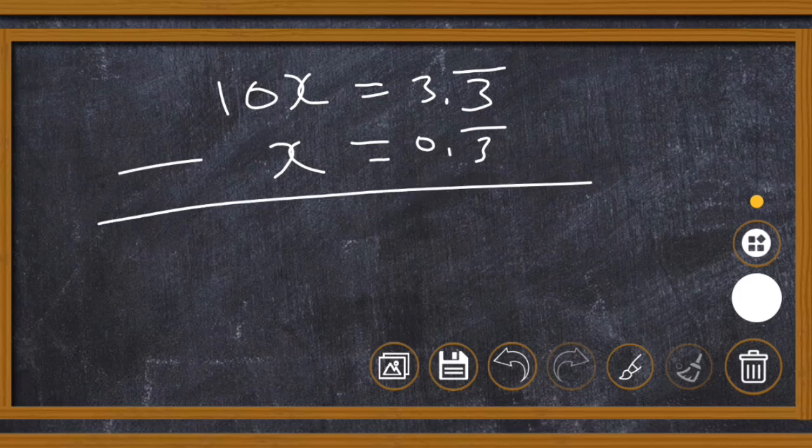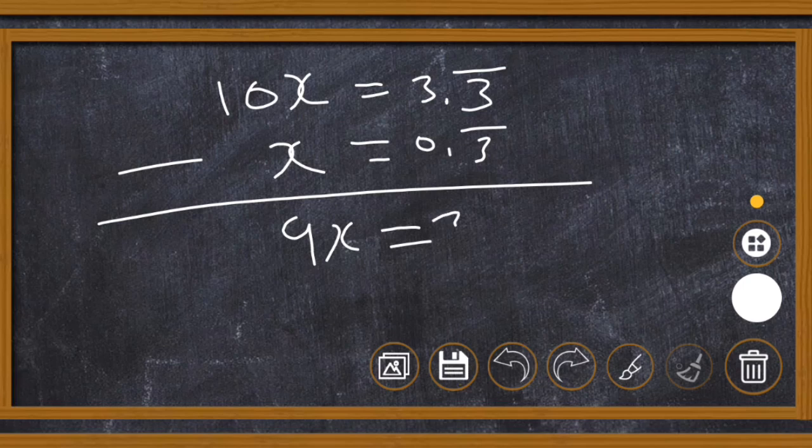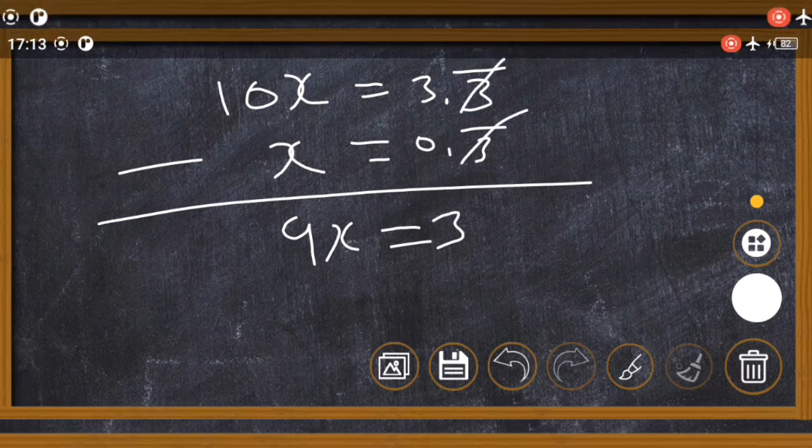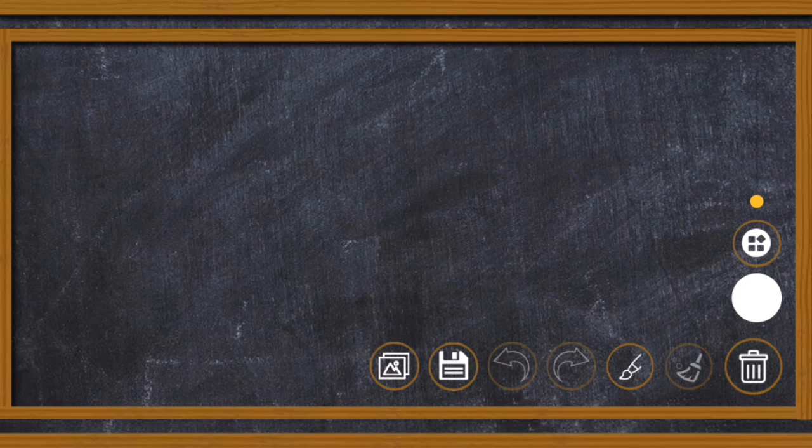So let's subtract the two. 10x minus x, what are we going to have? 9x. So this equals to, now 3.3 with a bar minus 0.3 with a bar. So in this case, we are just going to say 3 here minus 0. We are going to have what? 3. And then this is going to cancel each other. So in this case, we are first going to divide with 9 so that we can just remain with x on the left side. So 9 and 9 there will cancel. We are going to remain with x equals to 3 over 9.